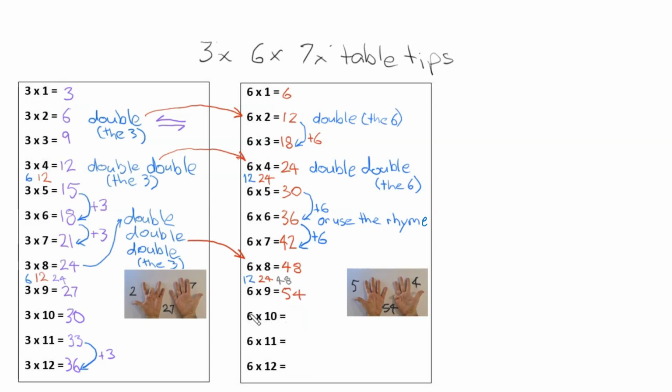10 times table tip. Again, watch the video. Anything multiplied by 10, in this case it's the 6, so you write the 6 and you add the 0. The 11 times table tip, where the number being multiplied by 11, you just write that twice. So it's 6 times 11, you write 6 twice.